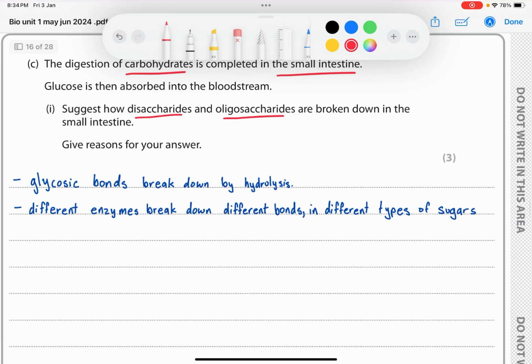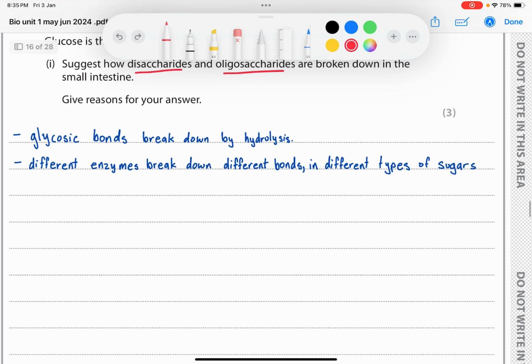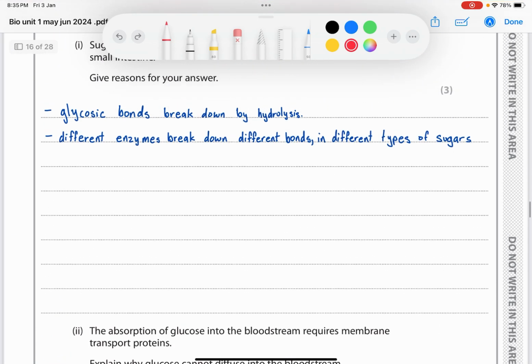Again, what I explained up above is that for each specific bond, there's going to be a specific enzyme which will break it down, because each specific bond, the substrate, has a specific shape which will only fit into the specified enzyme for that substrate. So we know that when bonds break down, they break down through a process known as hydrolysis. That's important to mention. And a different enzyme will break down a different type of sugar. So, yeah, that's the answer for part C I.